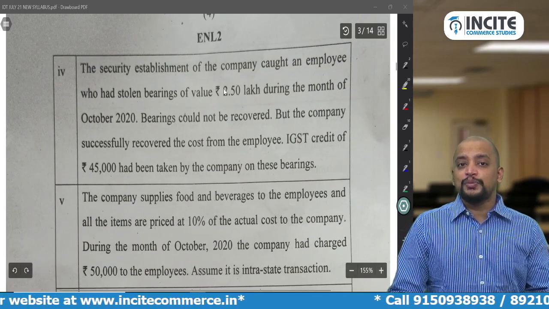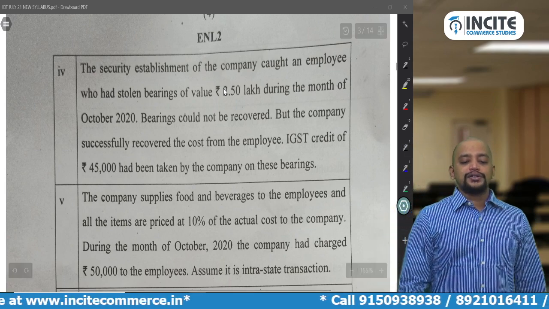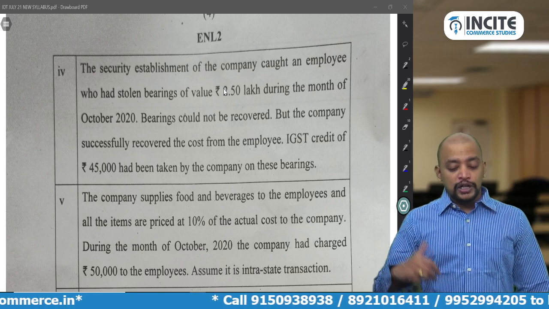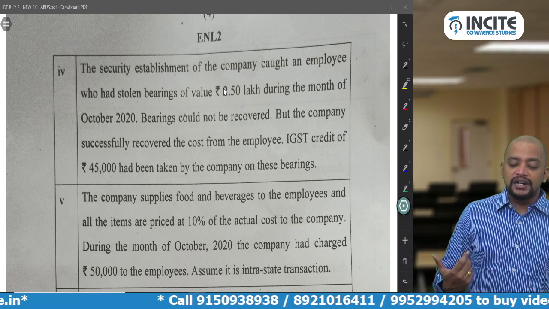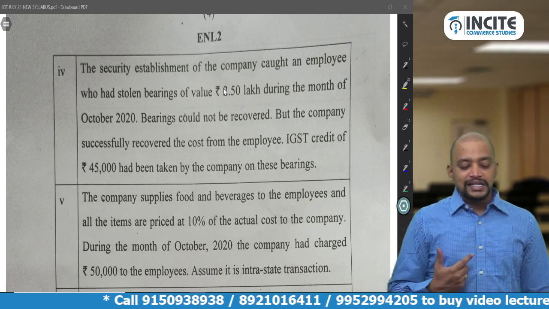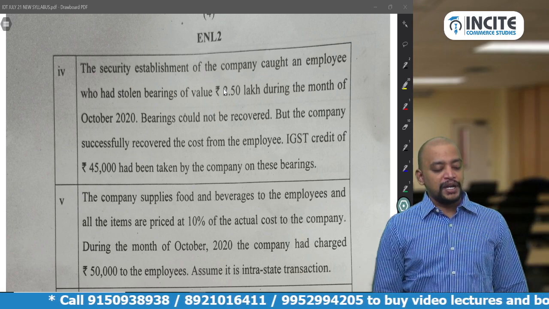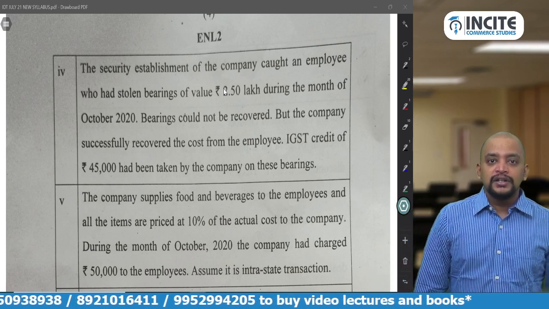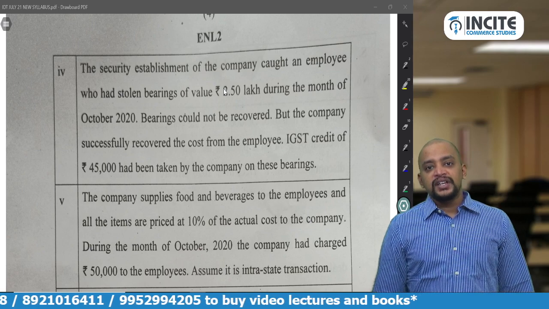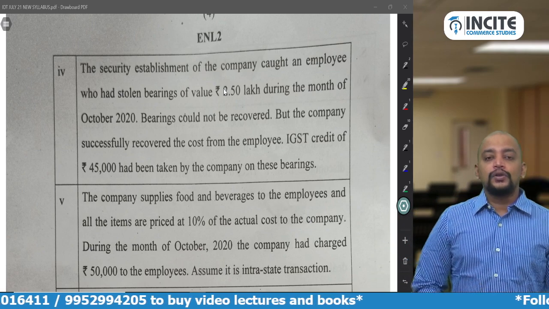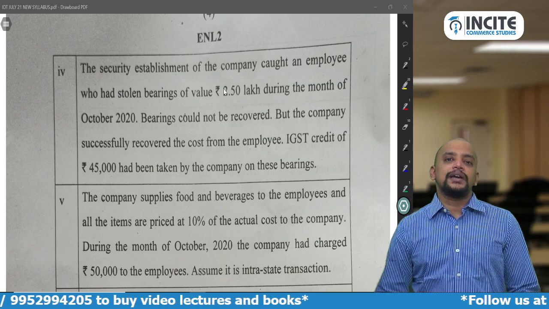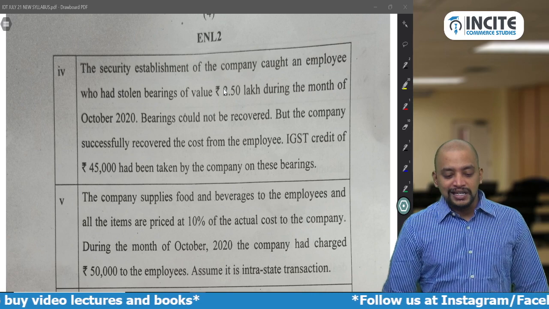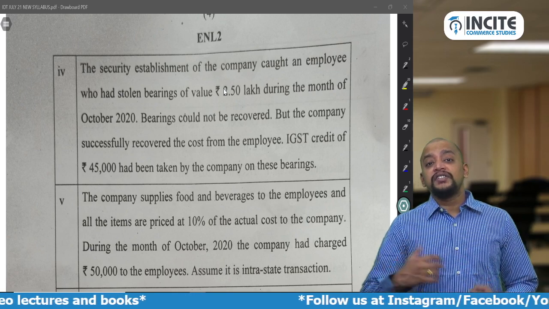The security establishment of the company caught an employee who had stolen bearings of value 2.5 lakhs during the month of October. The bearings could not be recovered, but the company successfully recovered the cost from the employee. IGST of 45,000 had been taken as credit by the company on these bearings. In this case, whether credit is available or not? When goods are lost, destroyed, written off, or disposed of as gifts or free samples, ITC is not available, so that is easy. But it has been recovered from the employee.